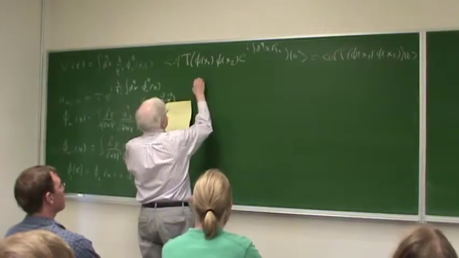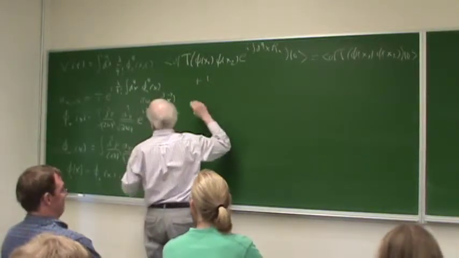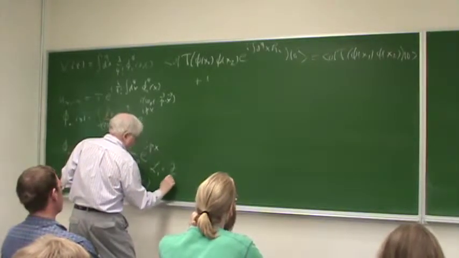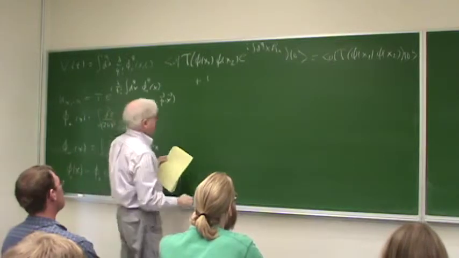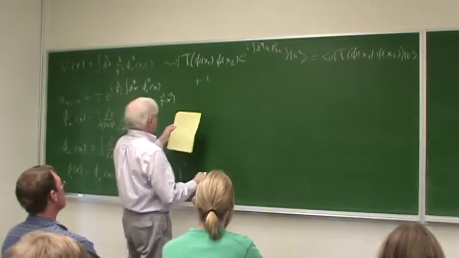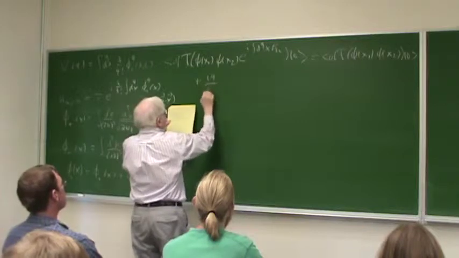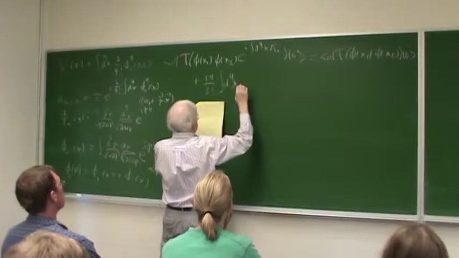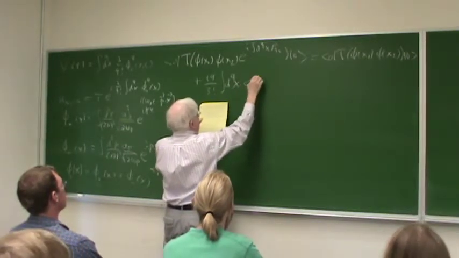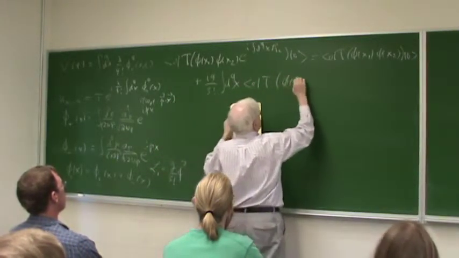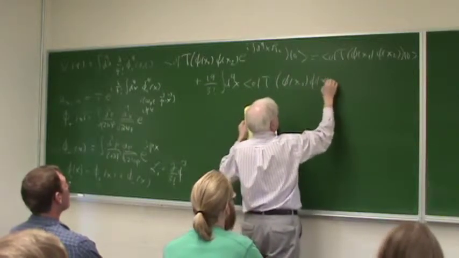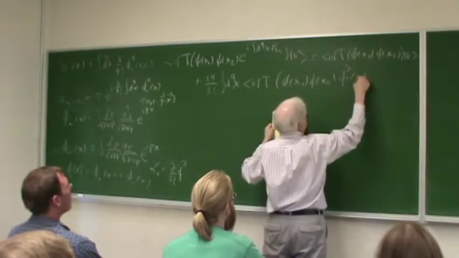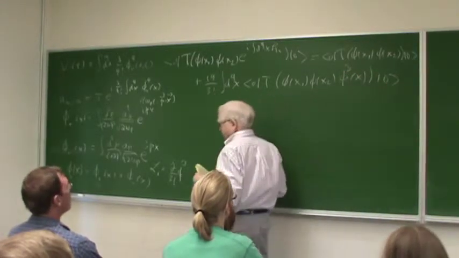Next term is i, assuming that here I've taken L_I as g over 3 factorial phi cubed. I then have g over 3 factorial and the integral d4x, and it would be the vacuum expectation of the time-ordered product phi x1, phi x2. Remember, these are free fields, so there are zeros missing. Phi cubed of x, 0. So that's the second term.